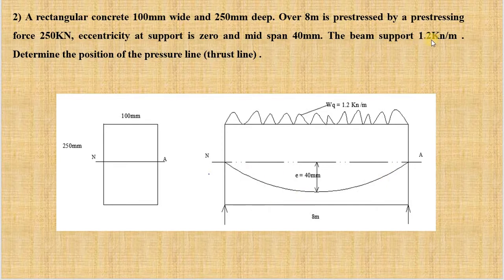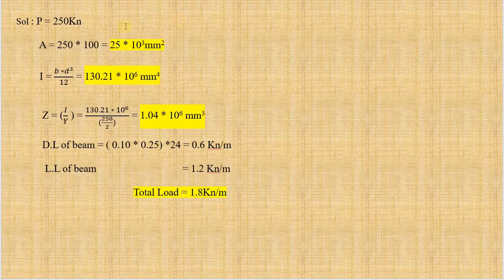So the next point is 1.2 kilonewton per meter is nothing but a live load. So I have denoted by WQ equal to 1.2 kilonewton per meter. The notation for live load is WQ. Determine the position of the pressure line. Using all these data, we should calculate the position of the pressure line.